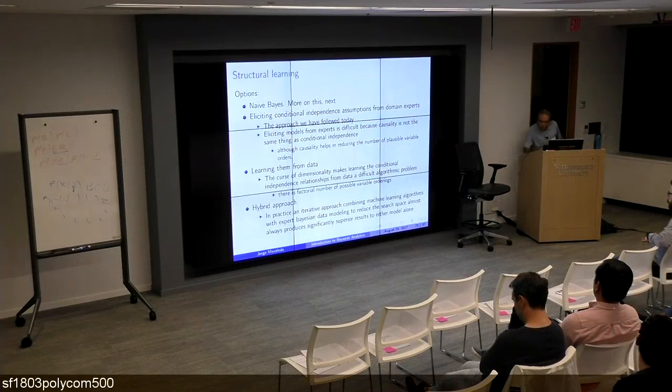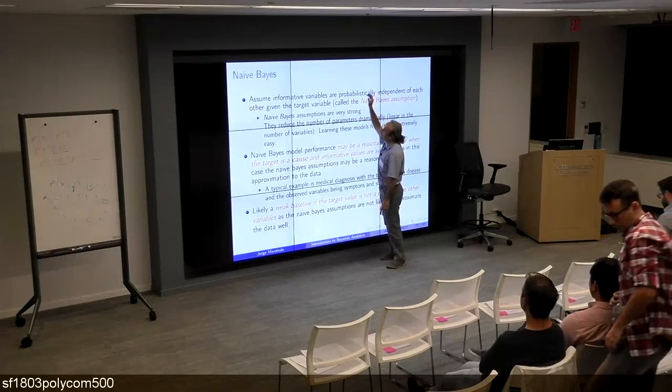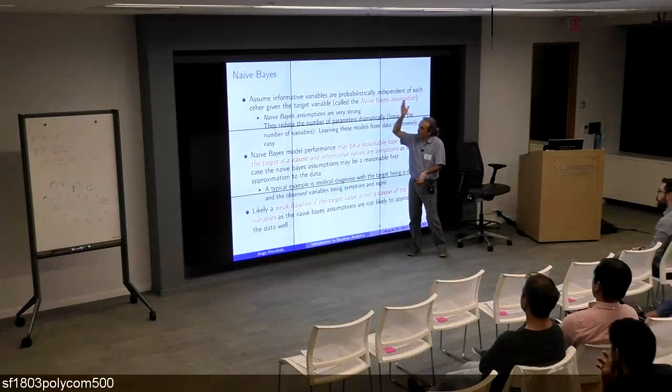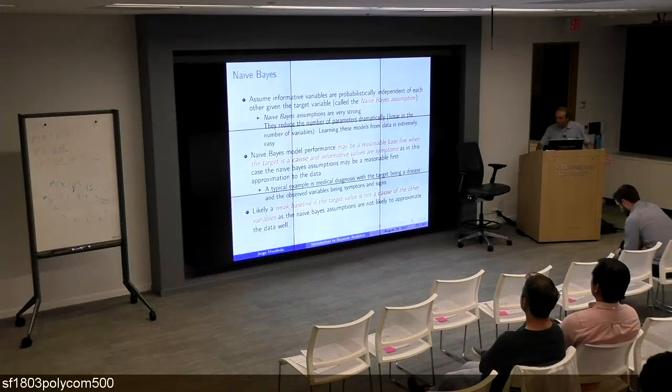So naive Bayes is basically a very simple assumption. Let's have this super strong assumption: all informative variables are conditionally independent of each other given the target variable. This is the naive Bayes assumption. You make this assumption, and that gives you the structure. You take your target variable, and you have arrows leading from your target variable to all the other variables. When you do that, you get this kind of model.